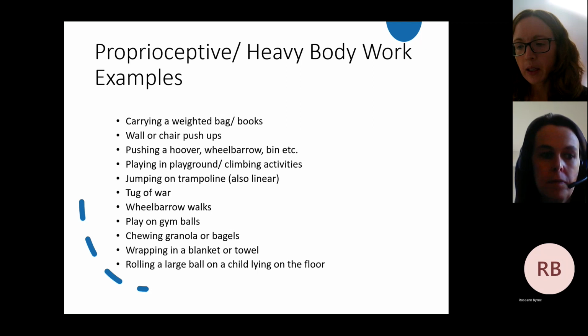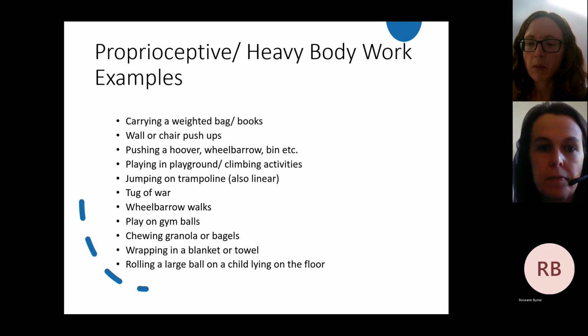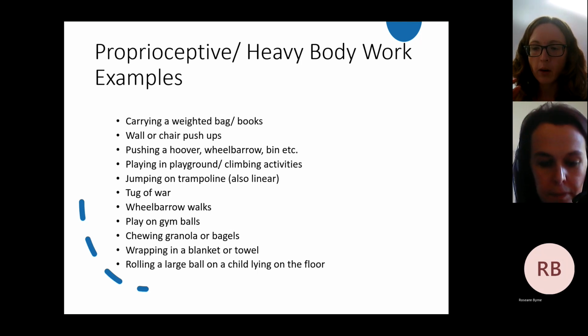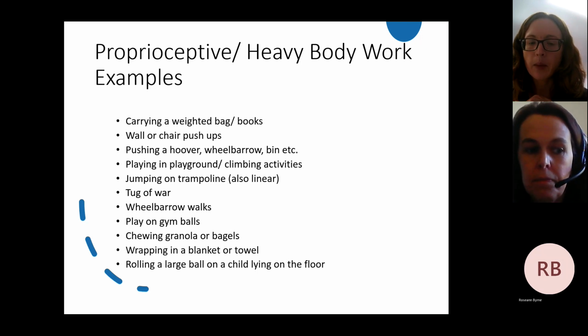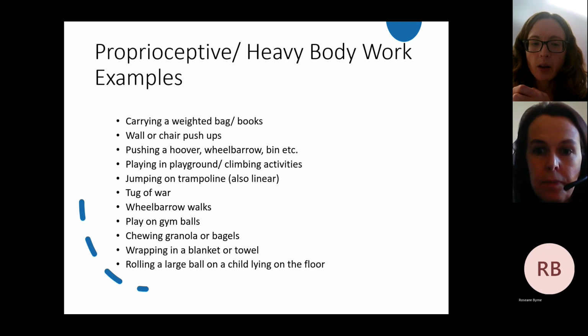We talked about the trampoline earlier, and Trish mentioned that sometimes when we combine vestibular with proprioception, it can be very calming and organizing. So it's got that linear movement up and down, the bouncing, but it's got lots and lots of input to the ankle and knee joints when the bouncing happens. Things like tug of war. We talked about the wheelbarrow walks.